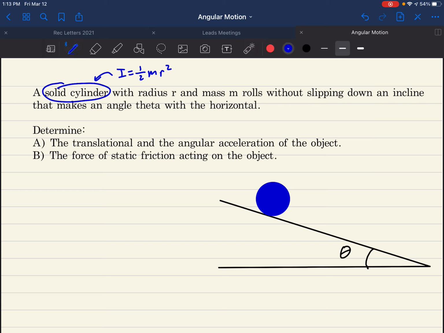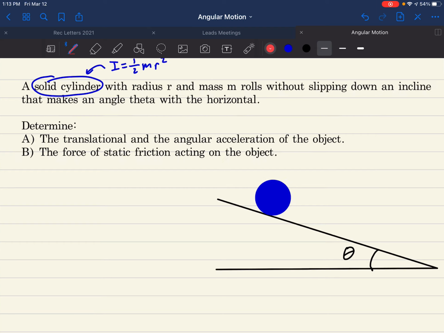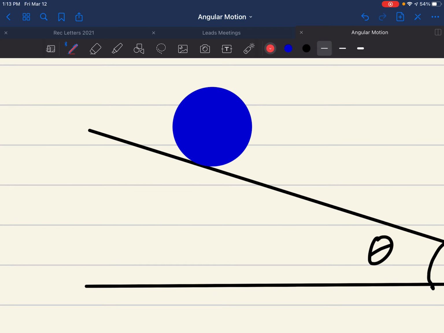Okay, so we're looking for the translational and the angular acceleration of the object and the force of static friction acting on the object. Really we're going to have to solve these parts together. So as a starting point, let's just draw the different forces acting on our object and the points at which they act. First off, we're going to have gravity acting down, in the center.